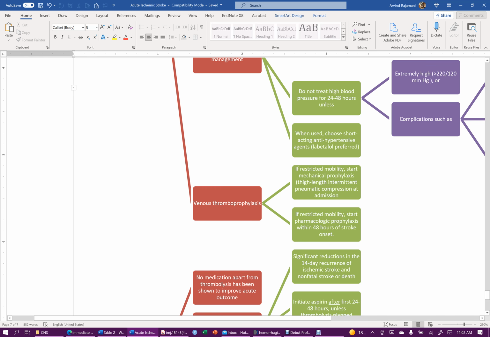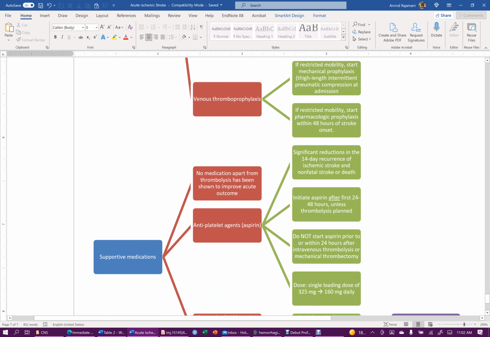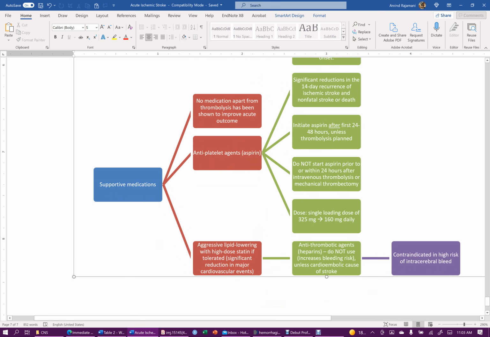Then venous thromboprophylaxis. For the first 24 to 48 hours or so, if people have restricted mobility, then mechanical prophylaxis with thigh-length calf compressors. Otherwise, pharmacological: if they have restricted mobility, about 48 hours after stroke onset or so, you start heparin. Some kind of heparin, low molecular weight heparin or unfractionated heparin, prophylactic dose 5,000 units BD, or 40 milligrams daily of enoxaparin, that kind of thing. Otherwise there are no medications that work. So don't do anything.